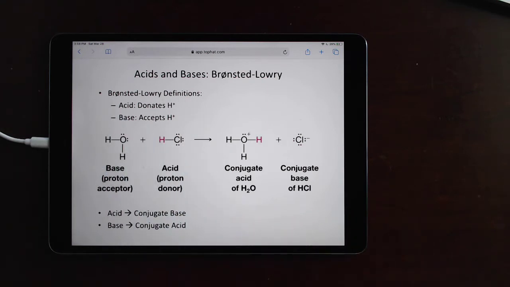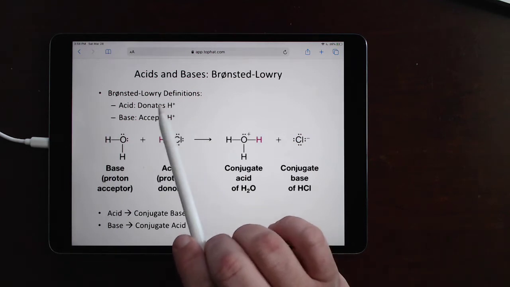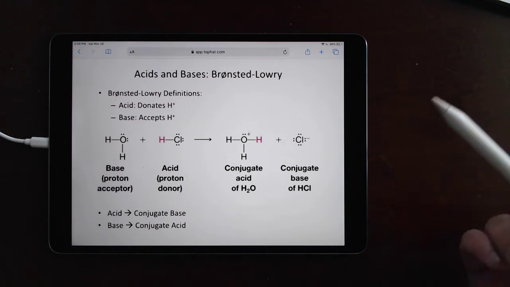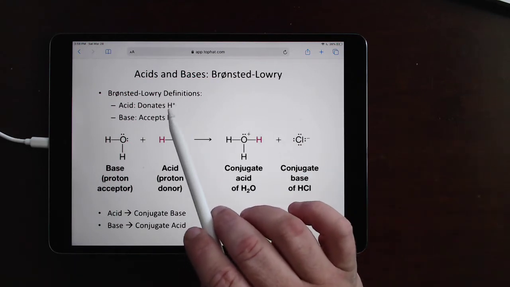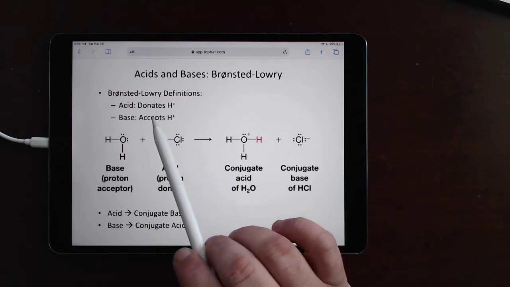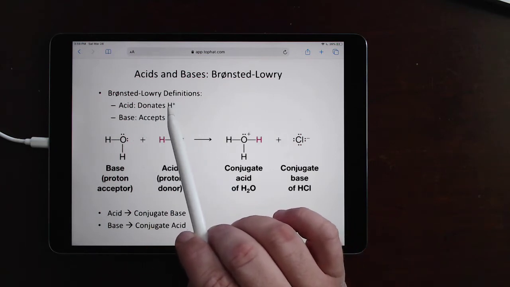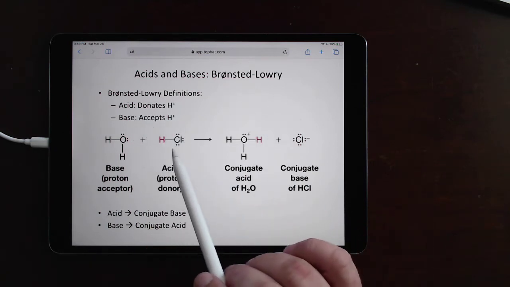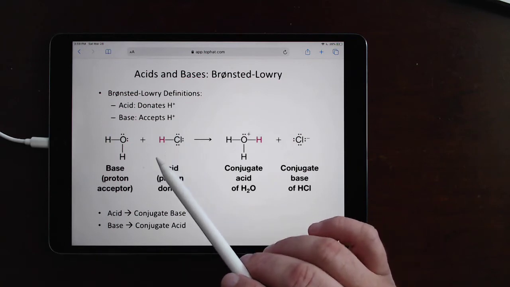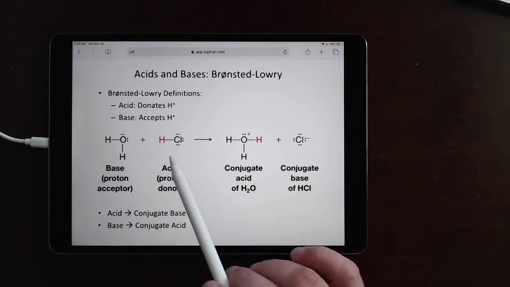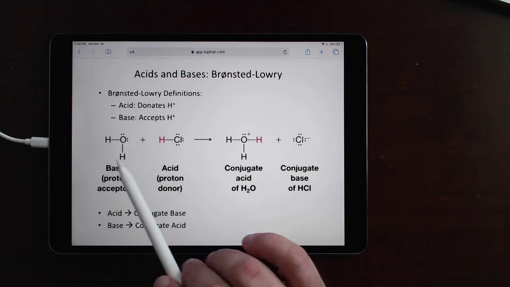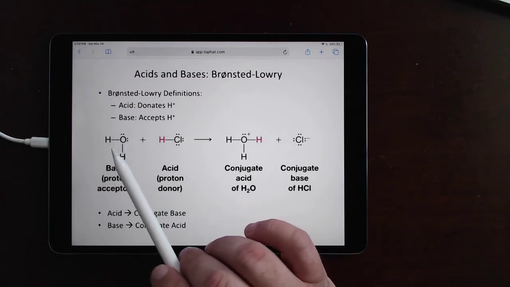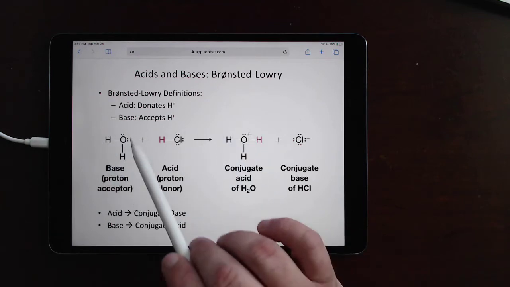The first thing we have to do is talk about the Bronsted-Lowry definition. For this one, we're just going to be looking at an H+. A hydrogen with an electron removed is just a proton, so sometimes an H+ is just called a proton. If it has an H to donate, just like HCl, hydrochloric acid, it has a hydrogen to give away. If you accept that hydrogen, then you're a base.